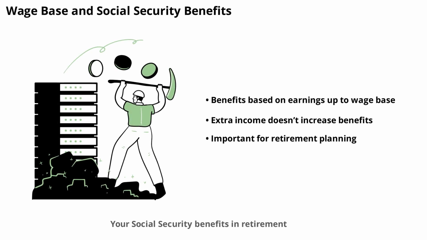Your Social Security benefits in retirement are calculated based on your earnings history, but only up to the wage base for each year. This means that even if you earn more than the wage base, only the income up to that limit counts towards your future benefits. For high earners, this can affect how much they receive in retirement, making it important to understand how the wage base interacts with benefit calculations.